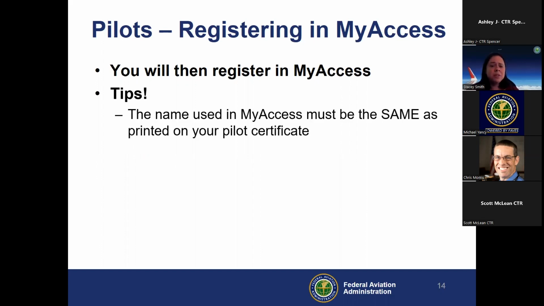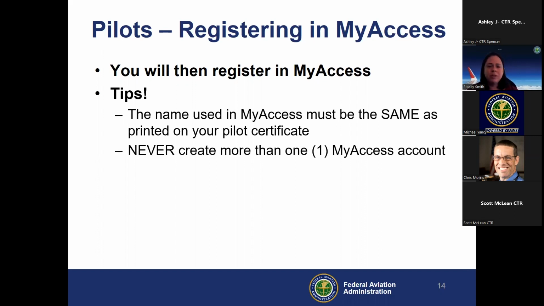Just some tips when you're registering. The name that's used in your MyAccess account must match your name on your printed pilot certificate. So if you have two last names, a hyphenated last name, any suffixes, junior, the second or the third, it must match exactly. When you get to the next page to enter PRD, your last name will autofill and you will not be able to make any changes to your last name in the system.